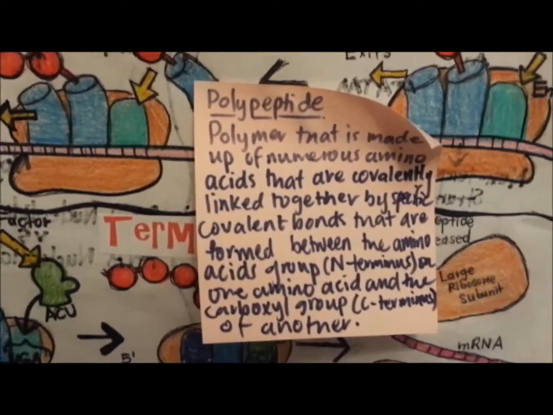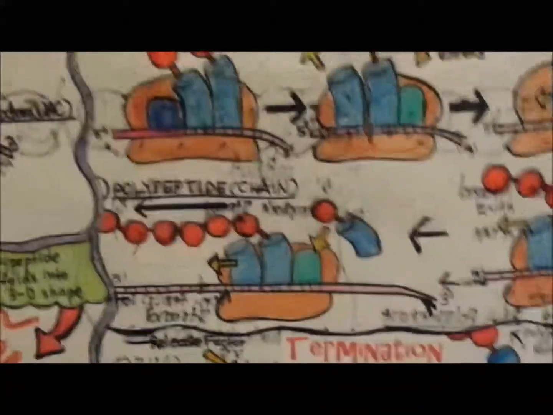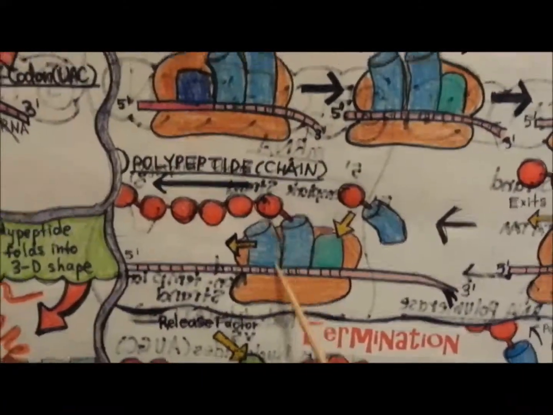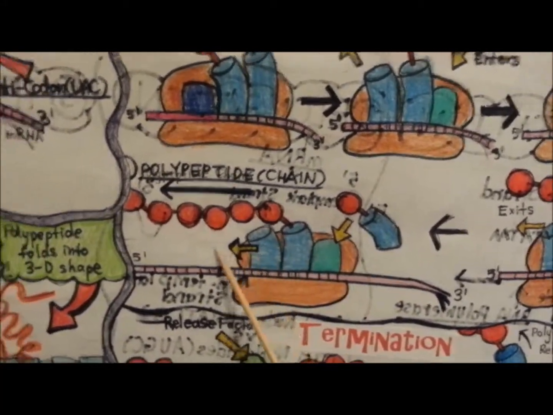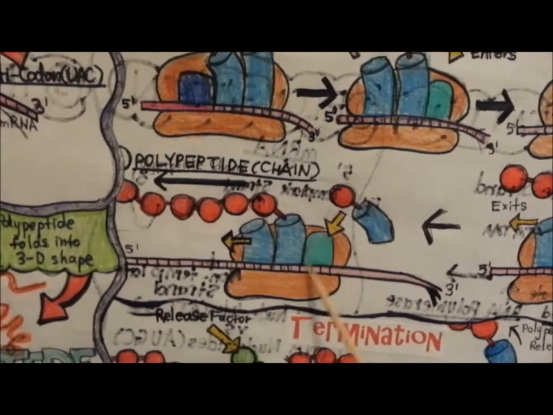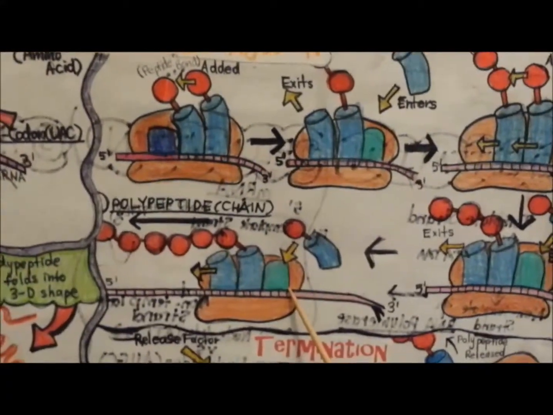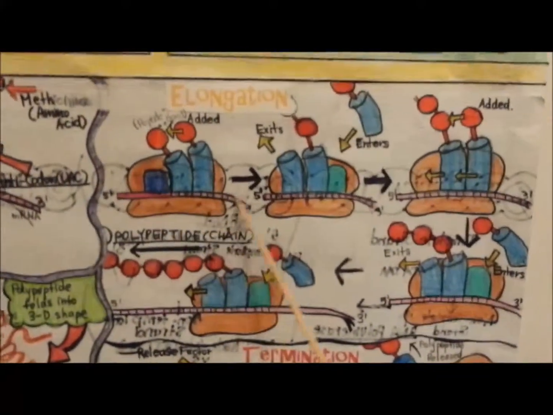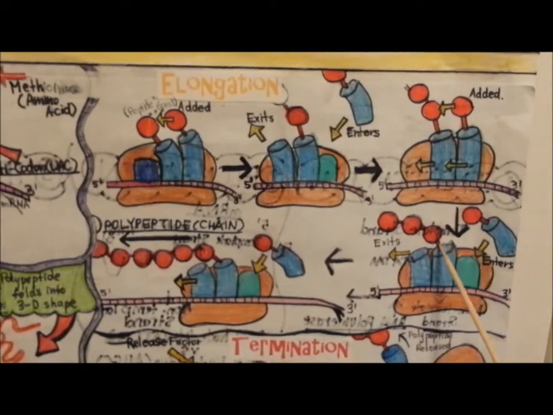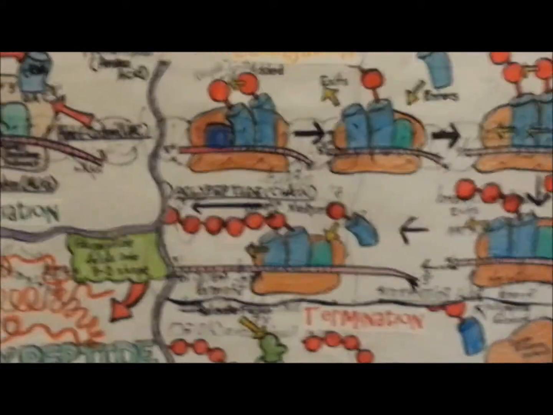Polypeptide is a polymer that is made up of numerous amino acids that are covalently linked together by covalent peptide bonds. mRNA moves along by one codon, and this complex, the polypeptide-bearing tRNA complex, is now at the P site. The uncharged tRNA with no amino acid attached exits the A site. The new codon is at the A site and is ready to receive the next complementary tRNA carrying the next amino acid of the polypeptide.